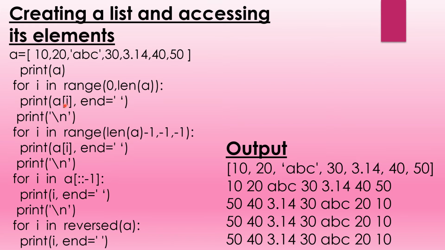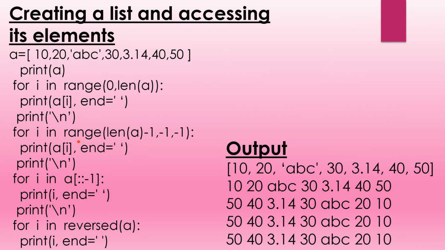So print a[i] is given. First the value of i will be 0, so a[0] will be 10, as the index number of 10 is 0. Then 1, 2, 3, 4, 5, 6. So a[0] is 10, you can see here 10, then a gap will be given, then 20, and it will follow like this, and lastly index 6 comes, whose element is 50, so 50 is here and a gap will be given. Now print \n is written here. This means the next print will be on the next line.